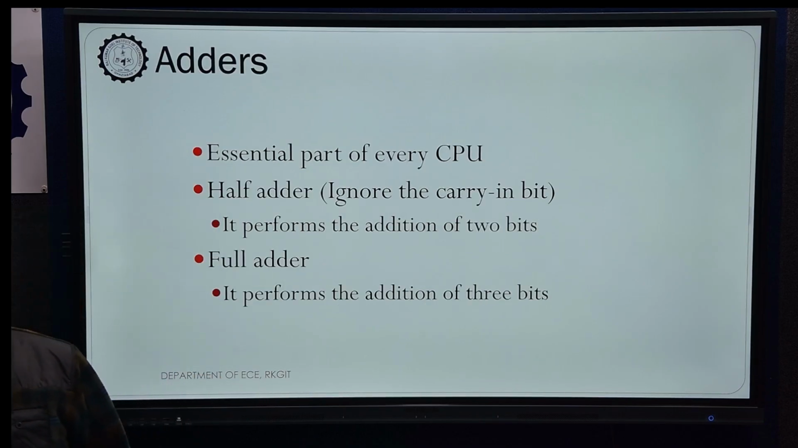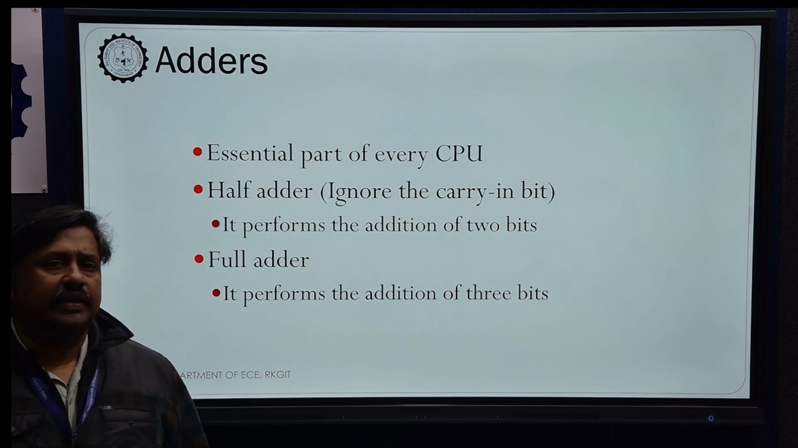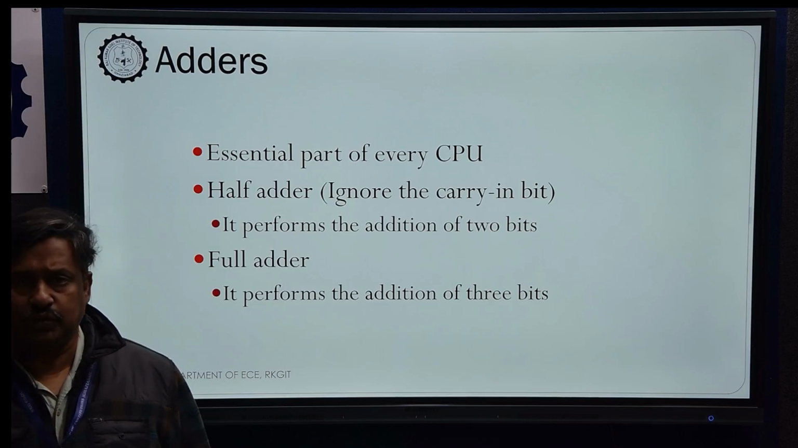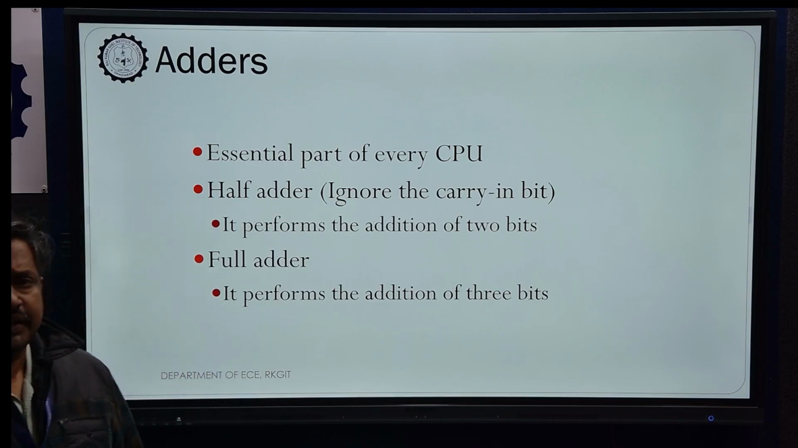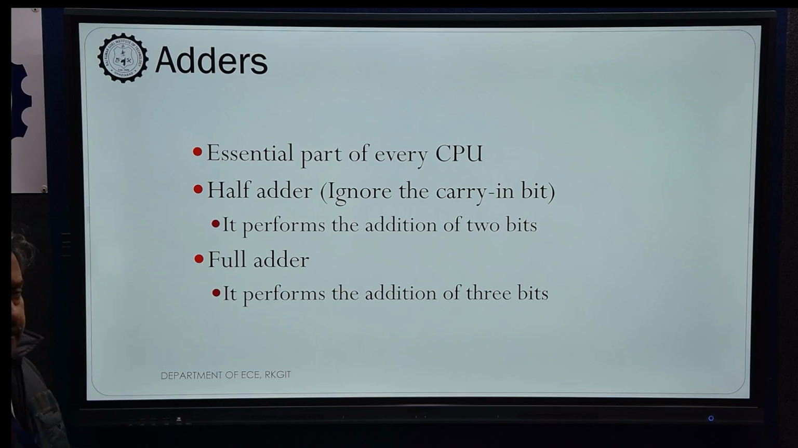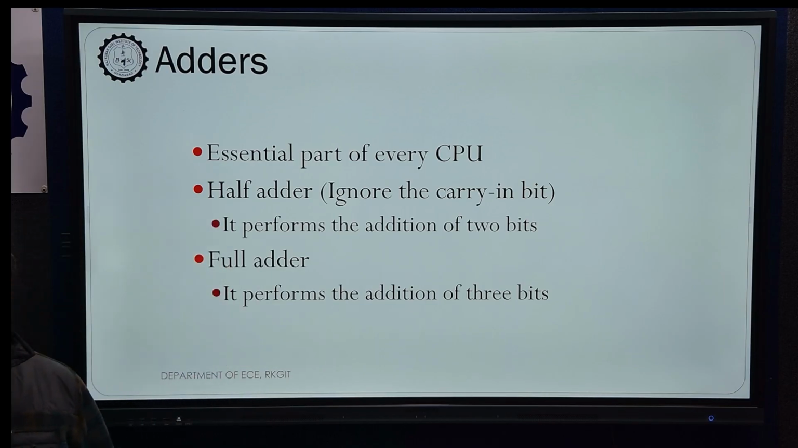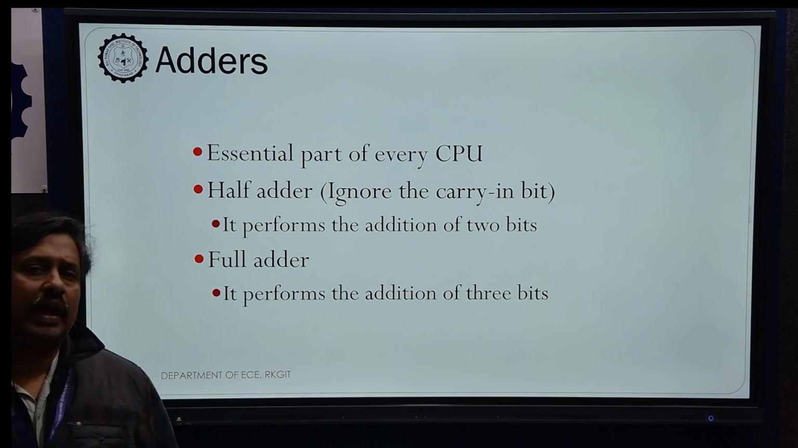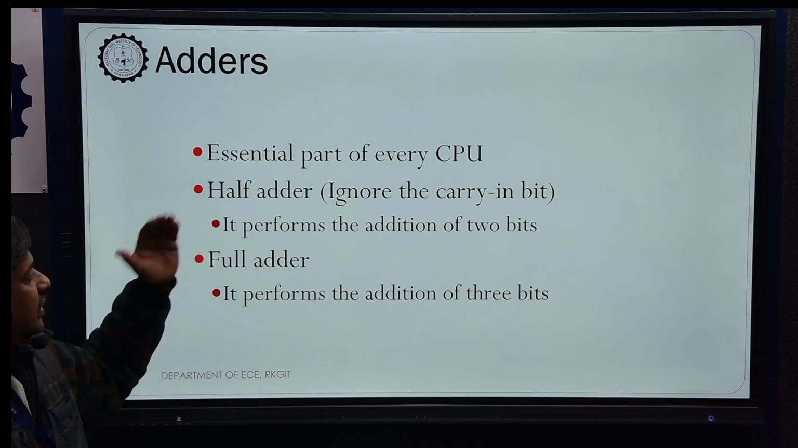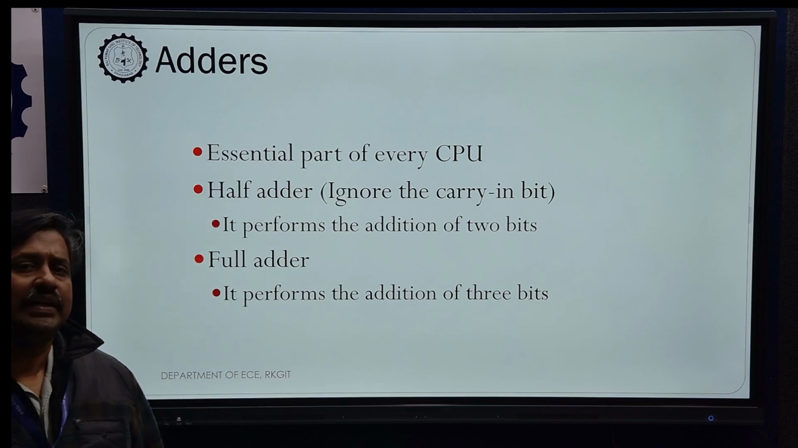Now I am coming to examples, because in combinational circuits the adder is an important circuit. Adders are used in many circuits, they are very common. The basic adders are the half adder and the full adder. They are an essential part of every CPU, central processing unit, because we have to do all arithmetic operations, so we have to go for adders. We have 2 types of adders, one is the half adder and one is the full adder.